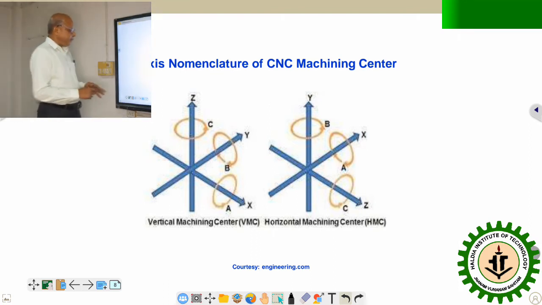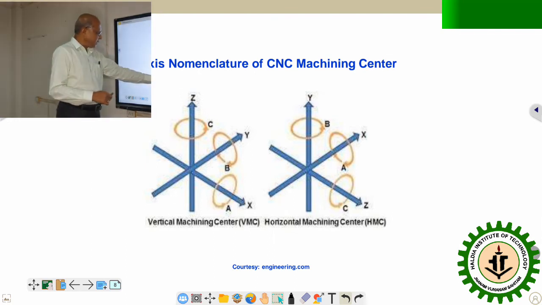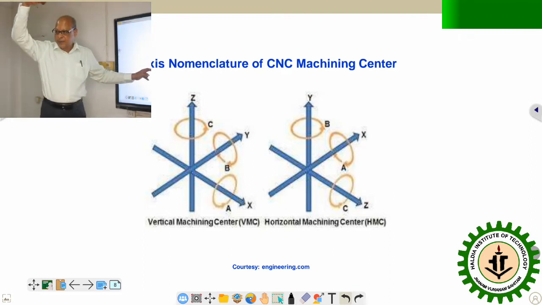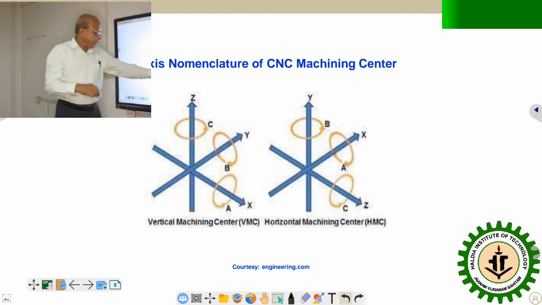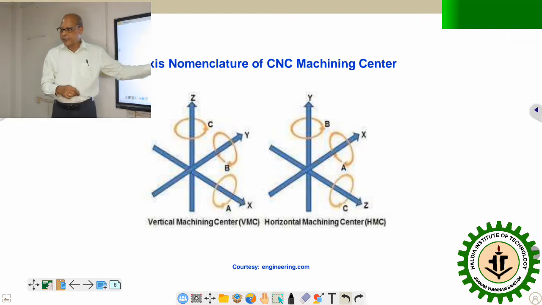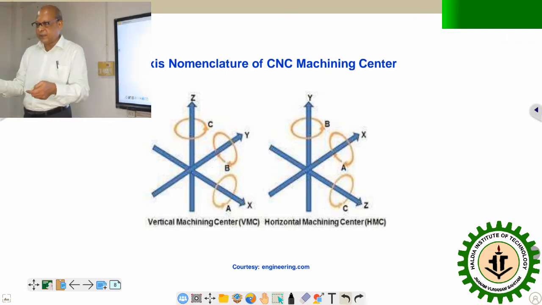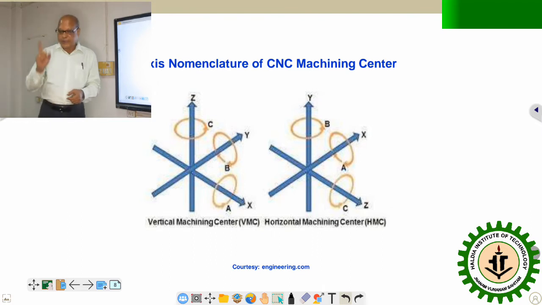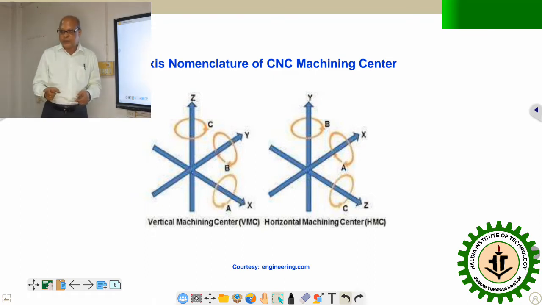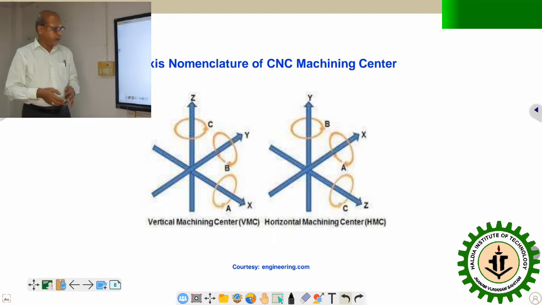Okay, this is vertical machining center. Since it is vertical machining center, that is why z axis is vertical. That means spindle basically remains vertical. In the second one, horizontal machining center, in that case z axis you see is horizontal. That is why it is so named or so classified. Horizontal or vertical means primarily your spindle will remain either horizontal if it is horizontal machining center, and it will occupy vertical position if it is vertical machining center.